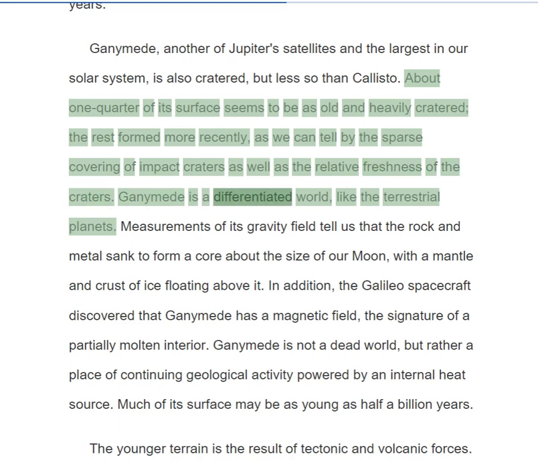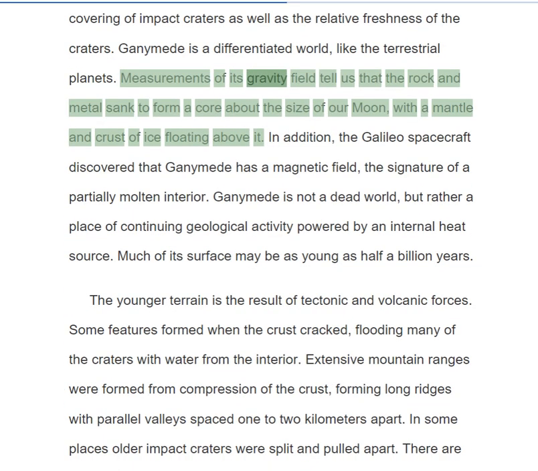Ganymede is a differentiated world, like the terrestrial planets. Measurements of its gravity field tell us that the rock and metal sank to form a core about the size of our moon, with a mantle and crust of ice floating above it.